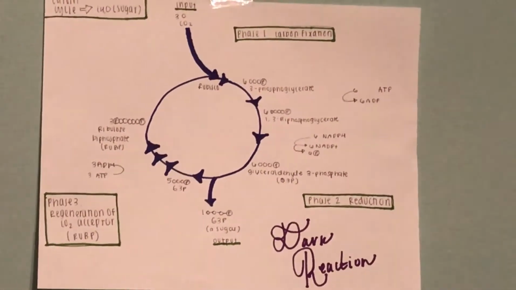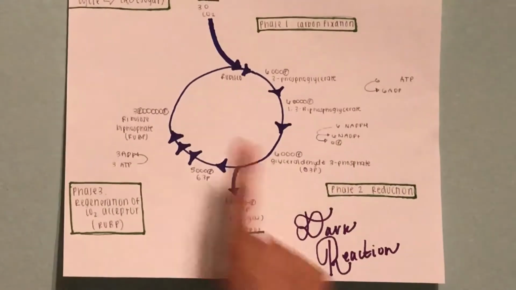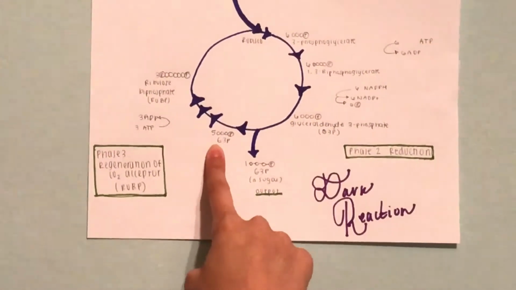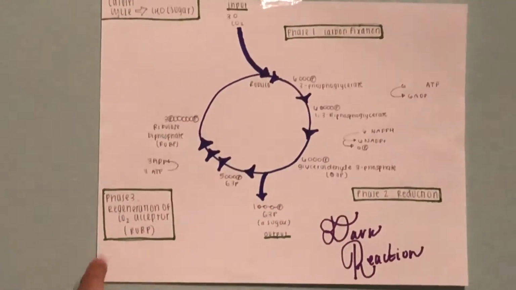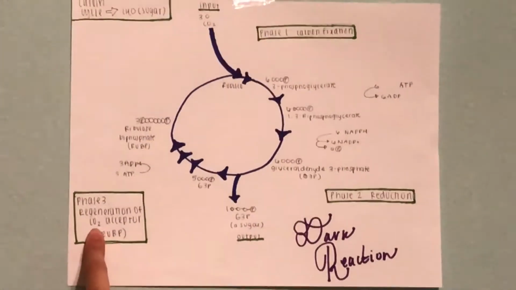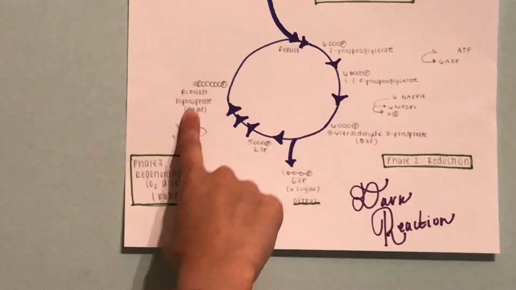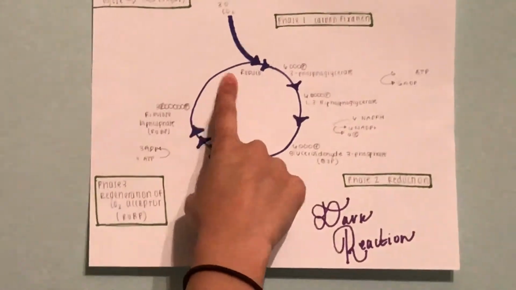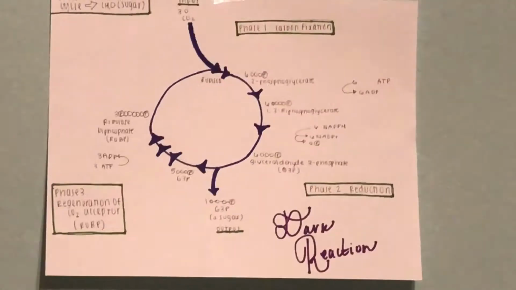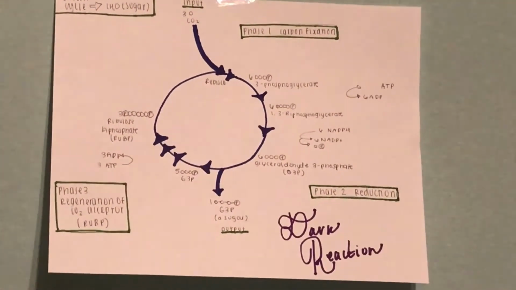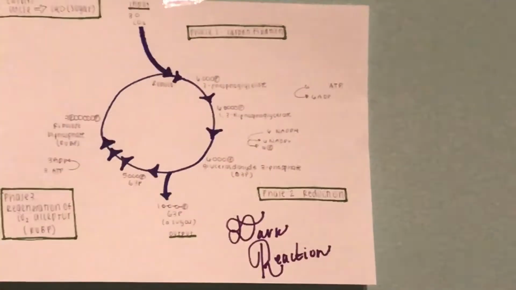But there's 6 of them. Only 1 of them can leave the cycle. The rest of the 5 have to go on into the regeneration of the carbon dioxide acceptor. So it has to continue on into the cycle, and this cycle takes place about 6 times to complete 1 full cycle. And that is all.